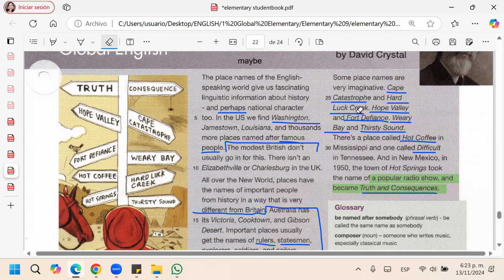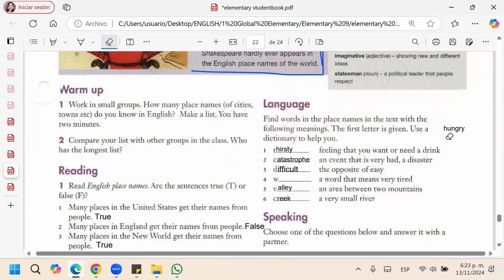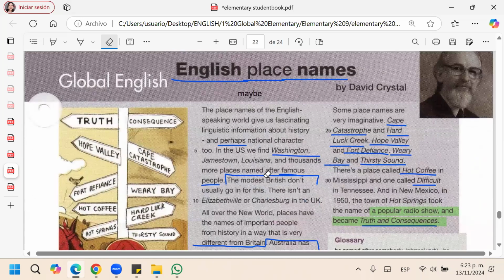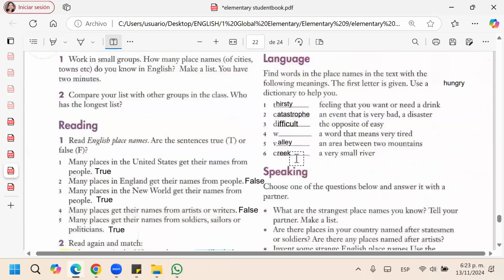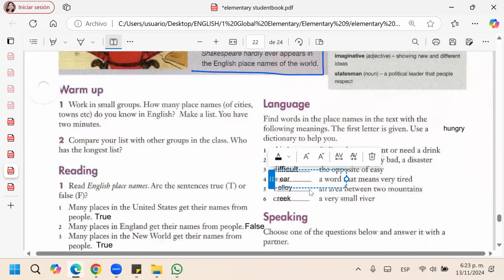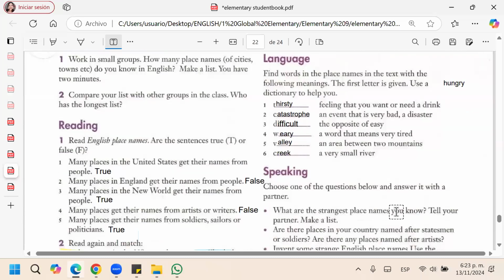This creek. And the last one is number 4. It says a word that means very tired. When you feel exhausted, really tired. Let me show you the paragraph if you can find it here. Weary. Yes, weary. It's very, very tired, cansado, muy cansado. I'm weary.